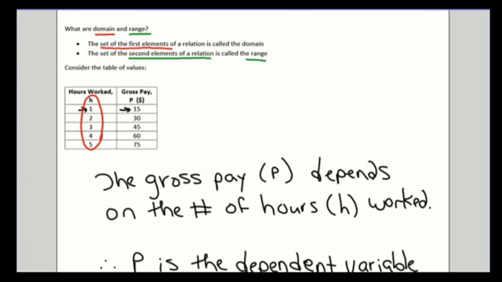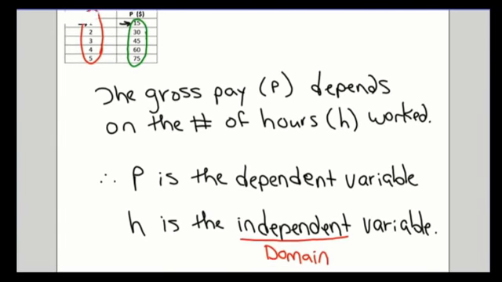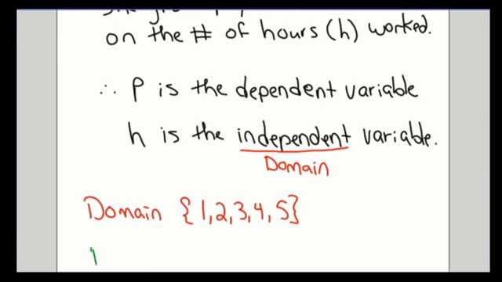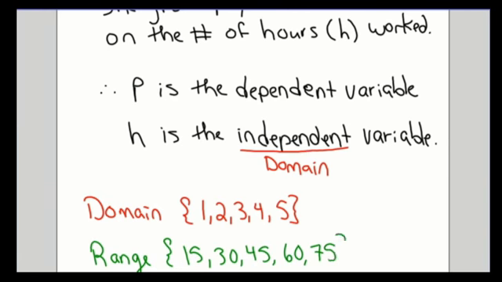Our range was our list of second elements. So our range would be P, or the elements in our dependent variable. So our range in this situation will be described by 15, 30, 45, 60, and 75. Okay? It's our dependent variable that lists the values for our range.